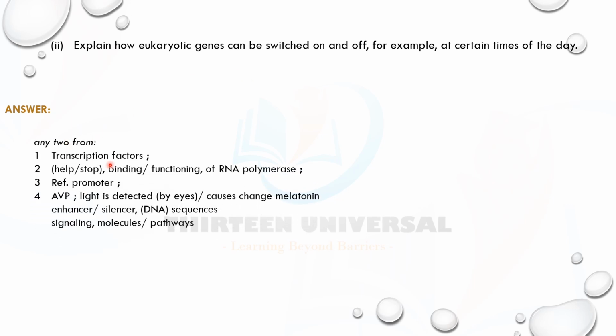So if you mention transcription factors, of course, that's right, they're released. Some of them help RNA polymerase to bind to the promoter, some do not. Those that help are called enhancers, and those that don't have silencer DNA sequences. So the presence of light, detected by the eyes, triggers signaling molecules that cause the release of these enhancers and silencers, which are transcription factors, and they help or do not help RNA polymerase to bind to the promoter.